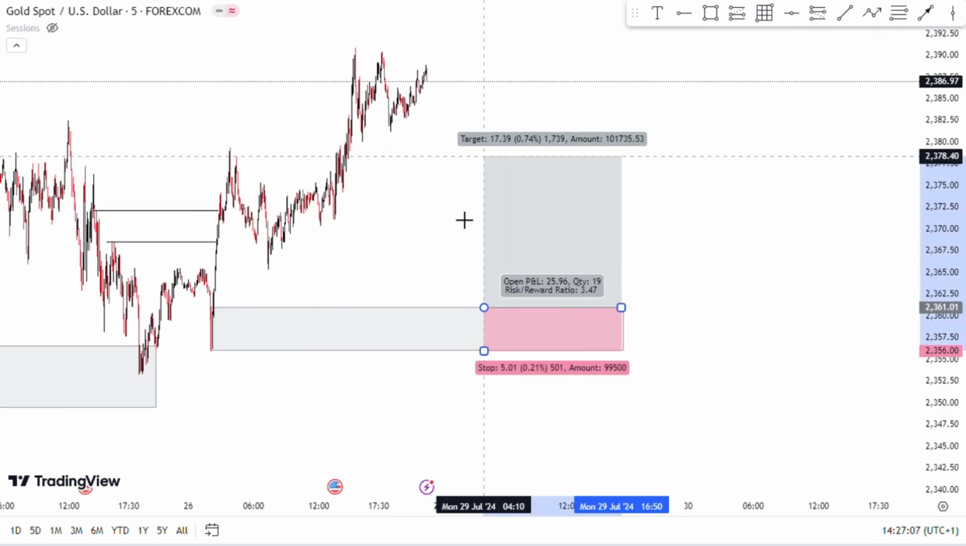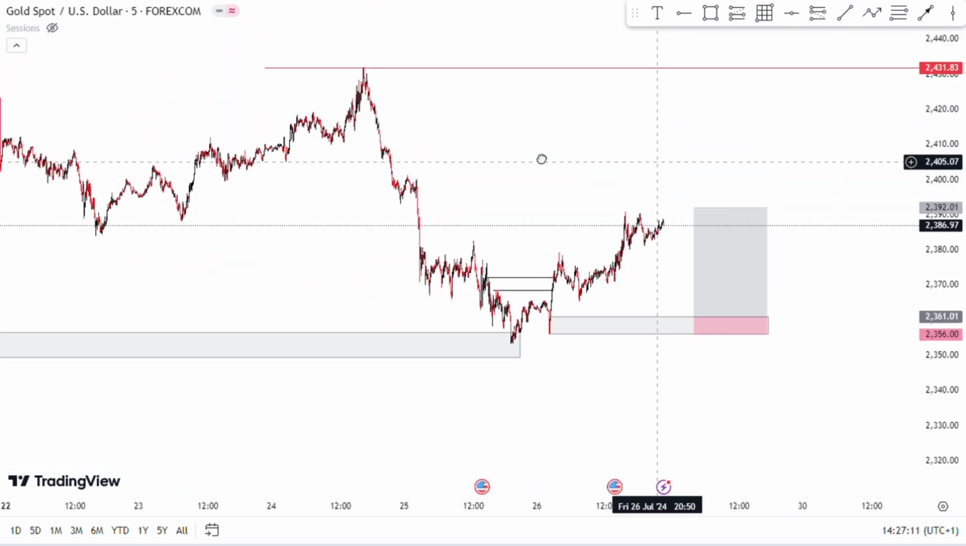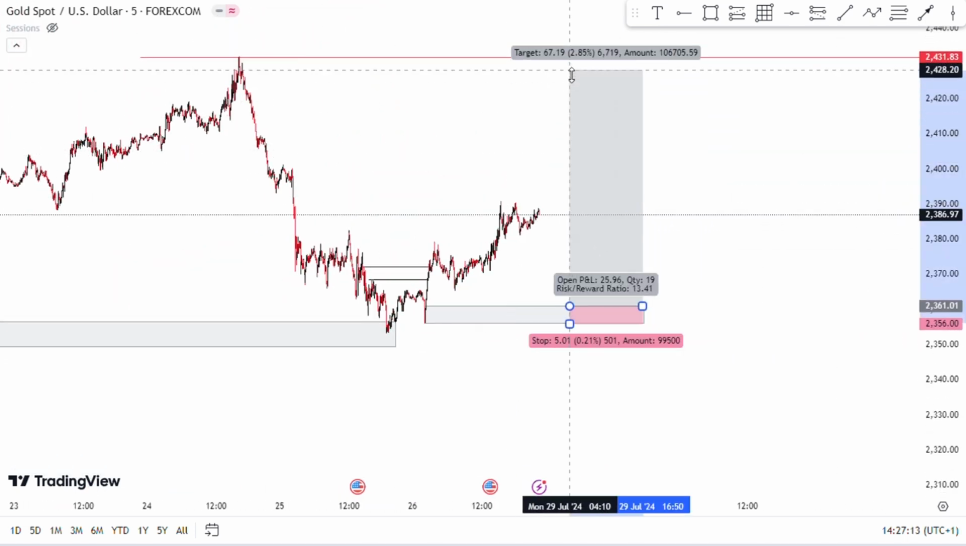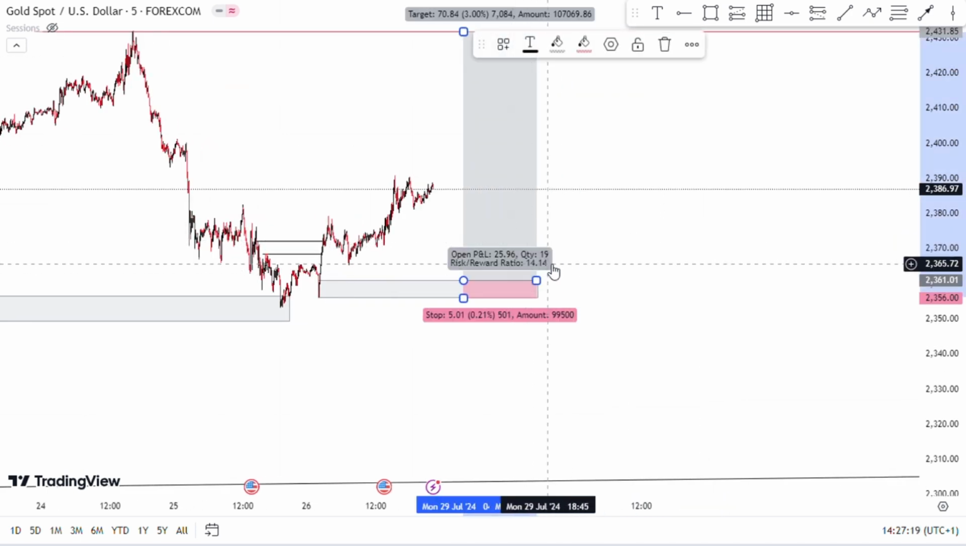And then let's just check the ratio. I think it should be more than 1:10 now. You set our take profit here. Okay, so it's already 1:14. So this one is okay guys. So this one is okay.